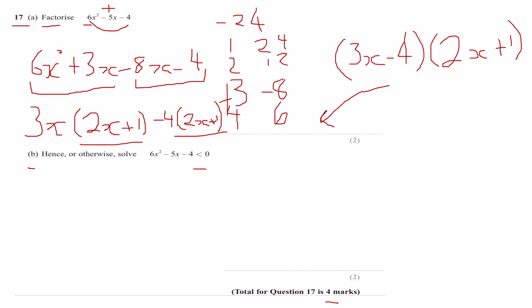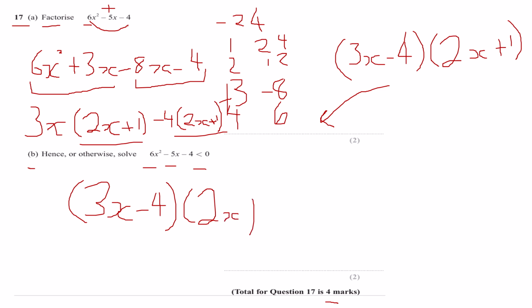What about part B, guys? Hence or otherwise, solve the quadratic inequality 6x squared minus 5x minus 14 is less than 0. Using our answer from part A, this is the factorized version: 3x minus 4 and then 2x plus 1 has to be strictly less than 0. So we want to find the x-intercepts of this quadratic. We set each bracket equal to 0 and solve: either 3x minus 4 equals 0 or 2x plus 1 equals 0.